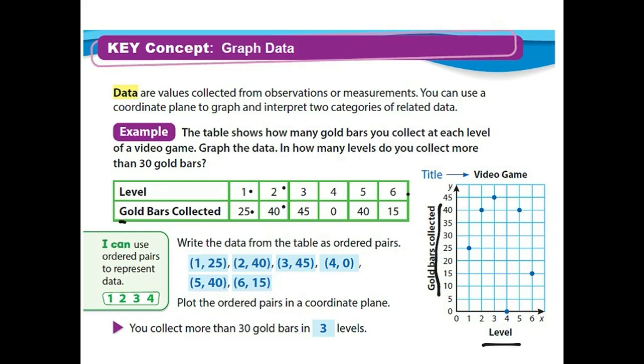So you collect more than 30 gold bars in 3 levels. And you can see it here, here, here, and here. They're all above 30, so you can see that there's 3 of them there. Of course, you can also see it here, can't you? Alright, so different ways to interpret data, or data.